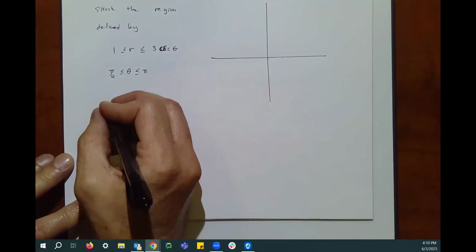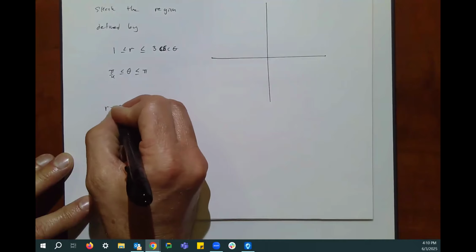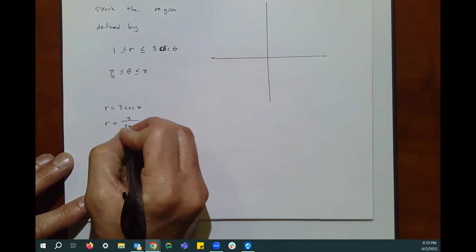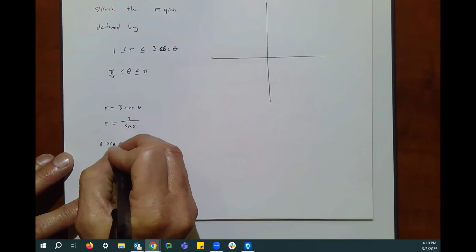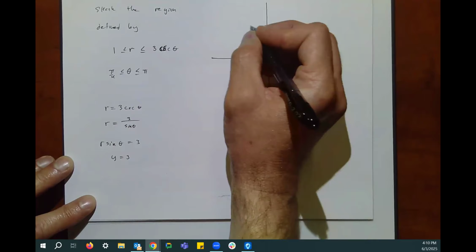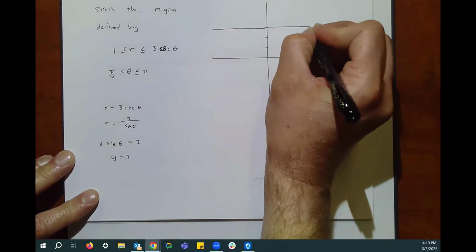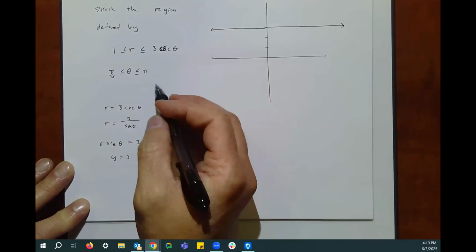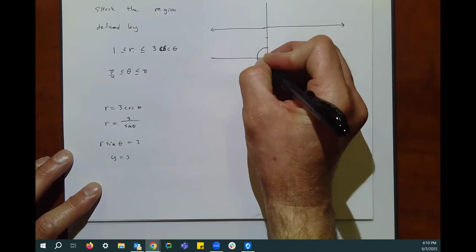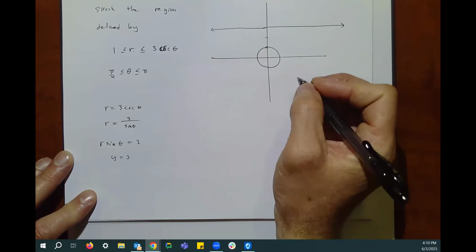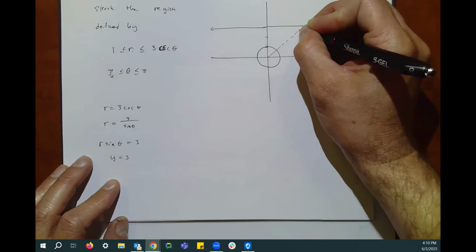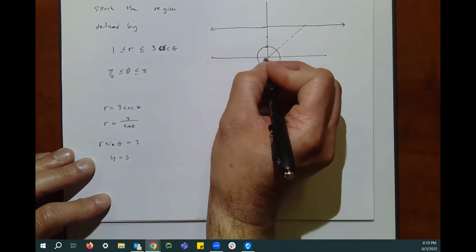With the practice we had, we should recognize that r equal to 3 cosecant theta is going to end up being y equal to 3, because we multiply both sides by sine theta and get r sine theta equal to 3, which is just y equal to 3. R equal to 1 looks like a circle of radius 1. Theta is going to go between pi over 4, which is this angle right here, to pi, which is this angle right here.